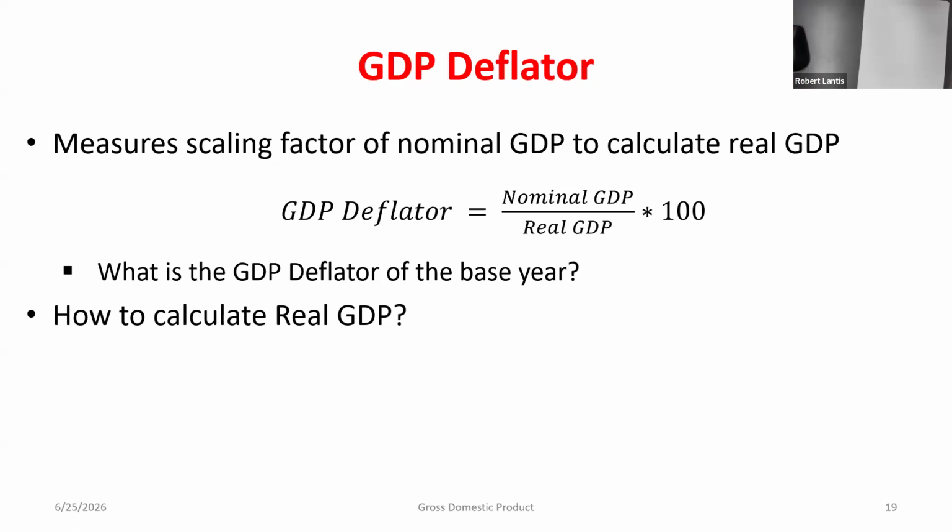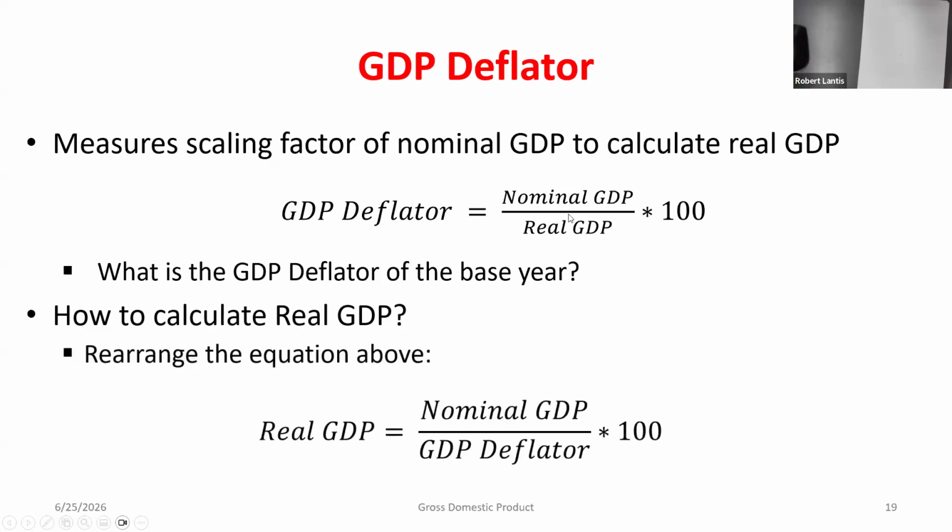Now, what if instead I was given the GDP deflator and I wanted to calculate real GDP? All I'm doing there is rearranging this equation a little bit, moving real GDP over here, dividing by the GDP deflator, and I'd have the following equation. So anytime I have nominal GDP and I know the GDP deflator, I can always calculate my real GDP. So just two different equations. If I knew these two, I could calculate real GDP. If I knew these two, I could calculate my GDP deflator.